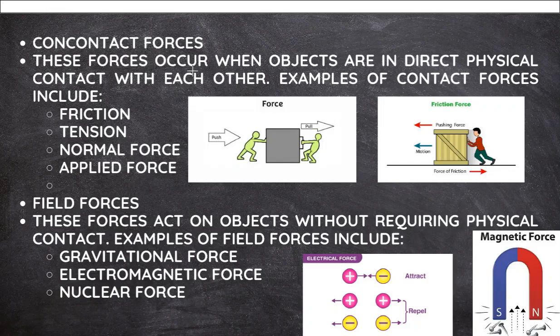Now, these are forces that occur when objects are in direct physical contact with each other. Examples are friction, opposing force, tension, normal force, and applied force. Now, as you can see in this particular picture right here, this particular guy is pushing this block, right? He is applying direct physical contact to the block in order for it to move, or pull also. Now this particular movement, pull, is applying physical contact, so it's termed a contact force.